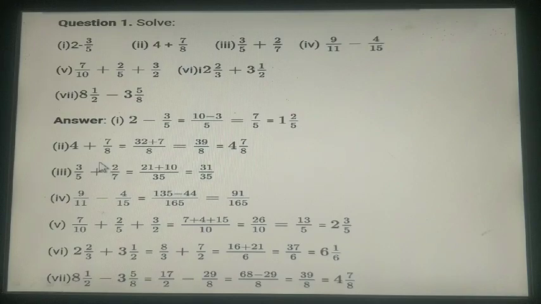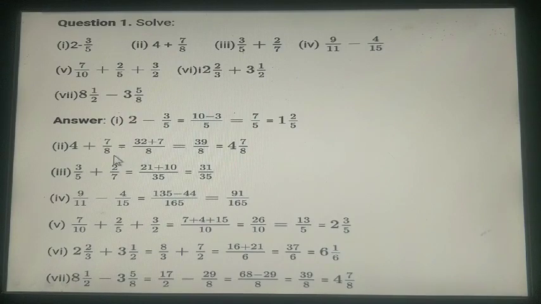Next sum, 4 plus 7 by 8. Here the same thing, denominator is 8. 8 multiplied by 4 will give you 32 plus 8 divided by 8 is 1. So 1 into 7 will give you 7. 32 plus 7 will give you 39. 39 upon 8. By dividing it further, your answer will be 4, 7 by 8.